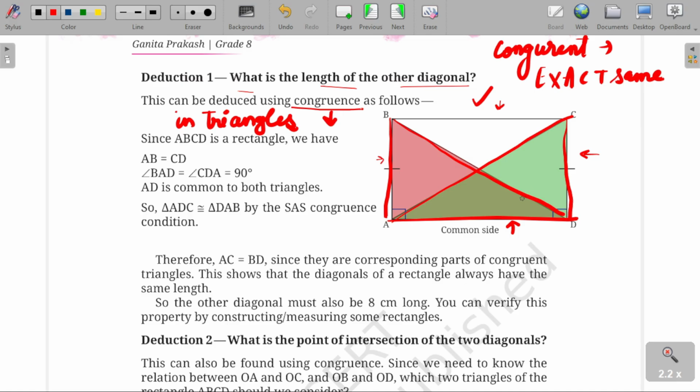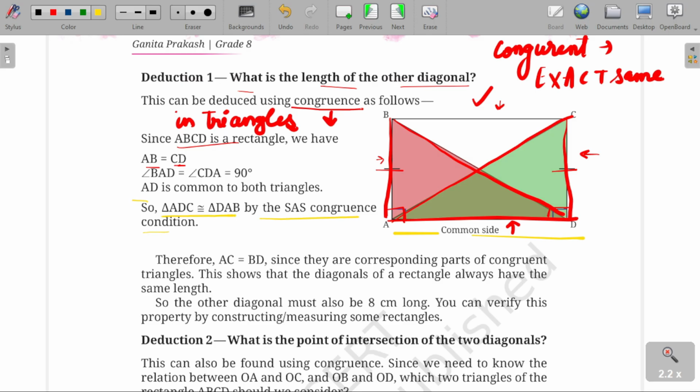These are the big triangles. Since ABCD is a rectangle, we have opposite sides equal to each other. AB is equal to CD. We are taking it as a rectangle. Opposite sides are equal and opposite angles are equal. And AD is common among them. So the triangles are congruent by SAS congruence.